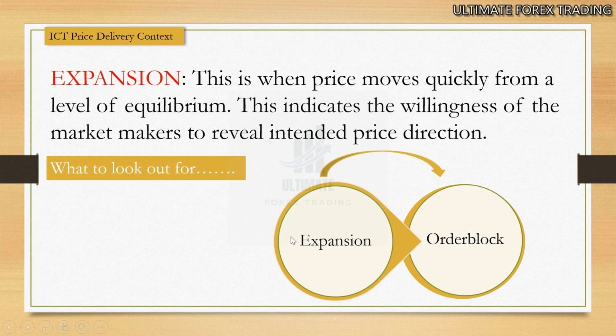What to look out for? When price expanded, what you look out for is the order block that price left at the level of equilibrium. This is what you look out for, so that price might retrace into that order block that price left at the level of equilibrium, right?